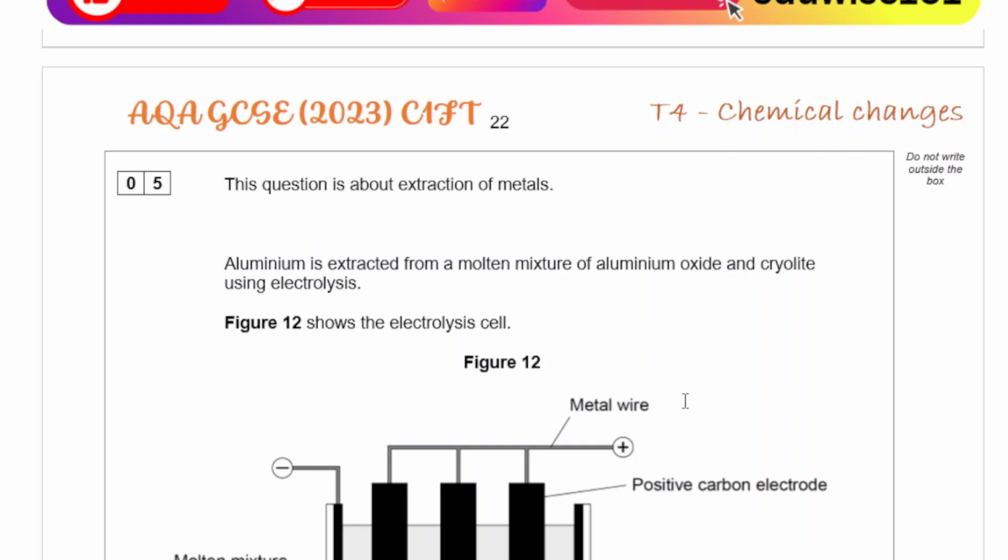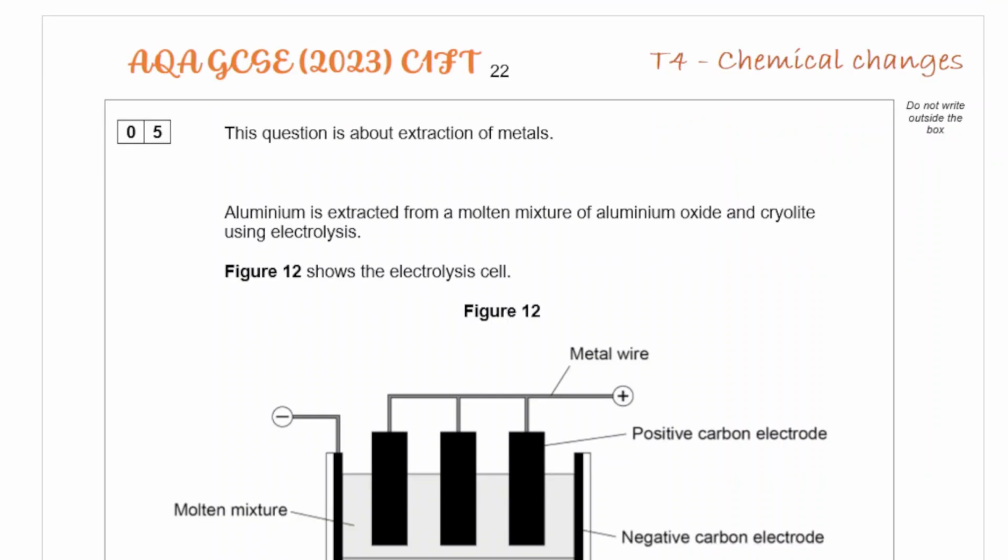This question is about electrolysis. Now, sorry, extraction of metals. Question number 5 is a higher tier question, which appears as question number 1. Sorry, getting ahead of myself. Question number 5. I thought question number 5 appears in the higher paper, but it doesn't. This question is about extraction of metals.